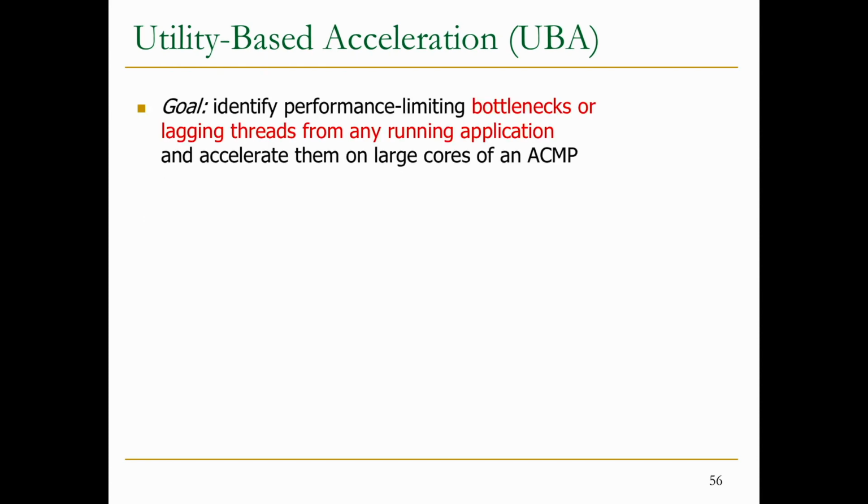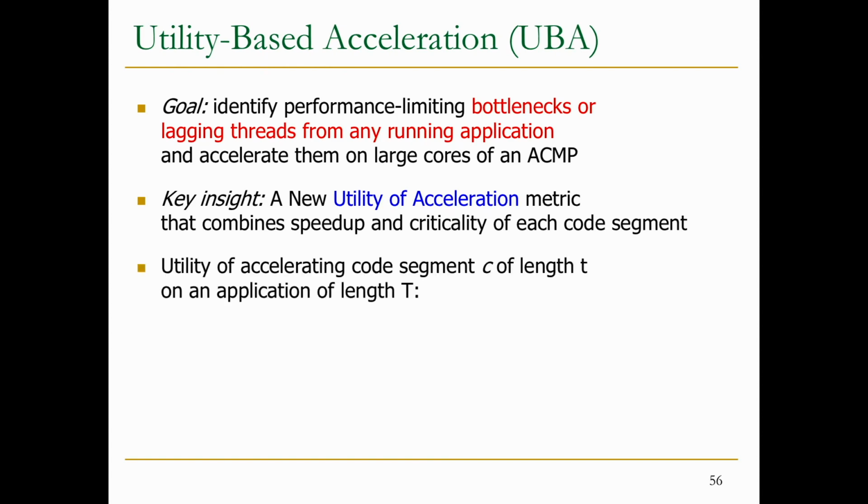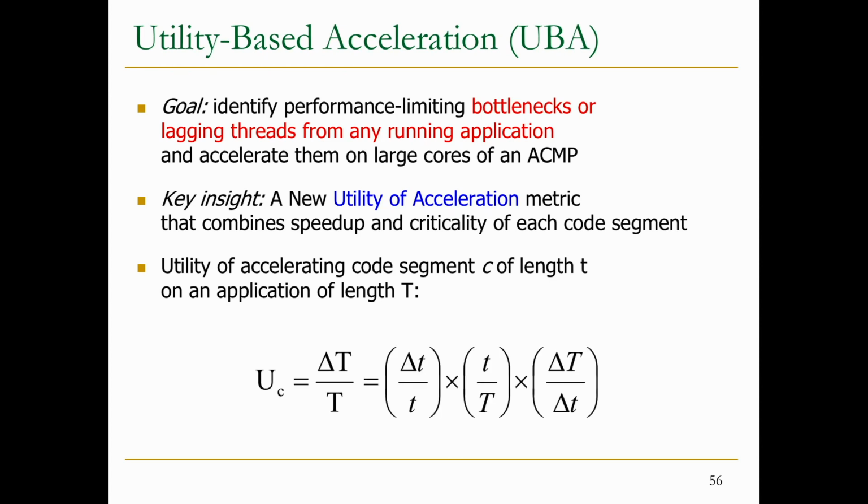Basically, you want to identify the performance-limiting bottlenecks or lagging threads from any application to accelerate them on large cores. And the key insight is a new metric. It's a utility of acceleration metric that combines speed up and criticality of each code segment. And it does so by constructing an equation, basically. The utility of accelerating code segment C of length T on an application of length T is essentially this. And it's broken down into three things. One is the local speed up of the segment. How much speed up are you getting on this code segment if you actually execute it on the large core?